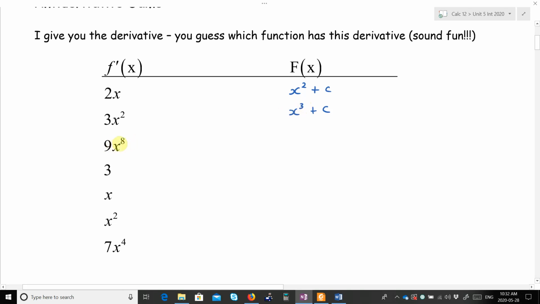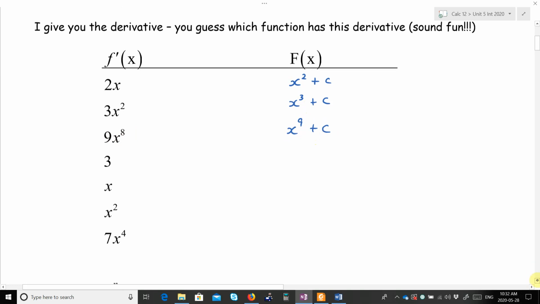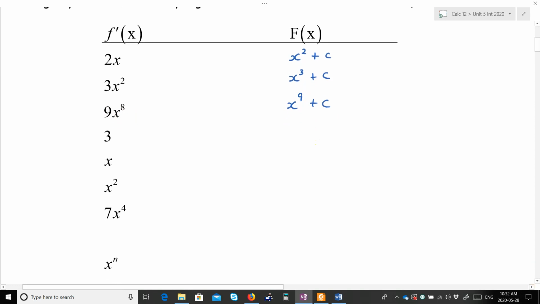What about this one, 9x to the 8? That would actually come from x to the 9 plus c. Okay, if the derivative is 3, the original function must have been 3x plus any constant. And then they can get a little bit tougher.